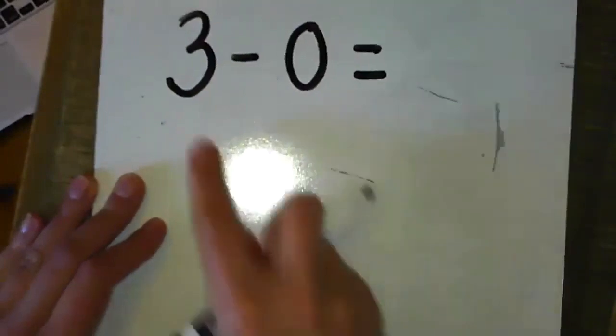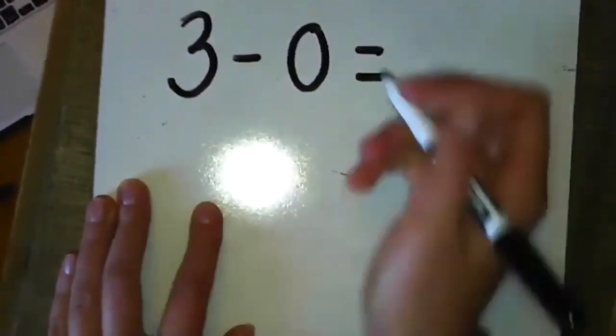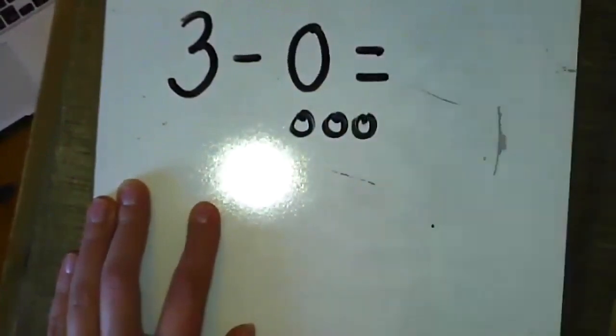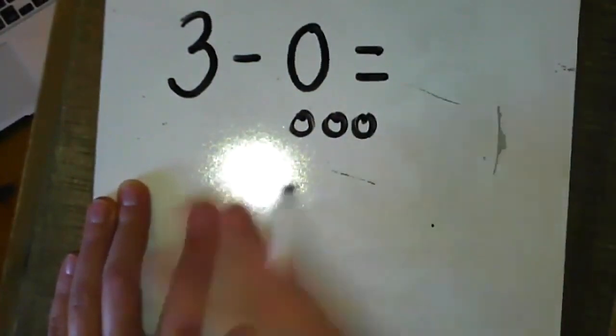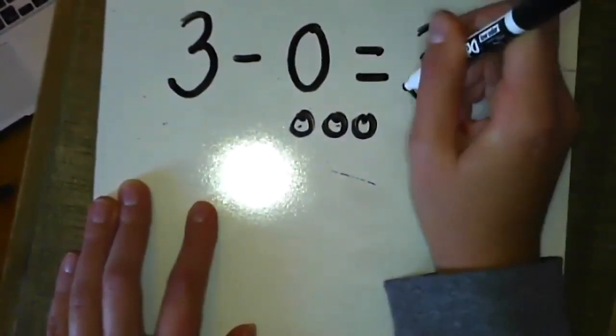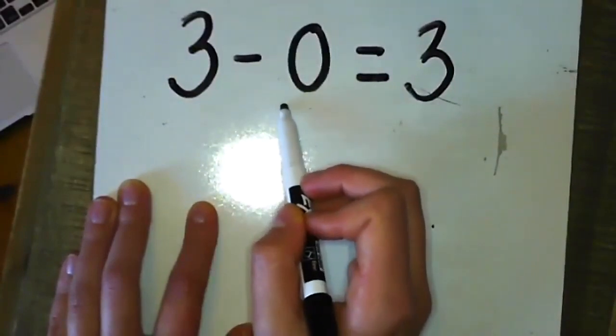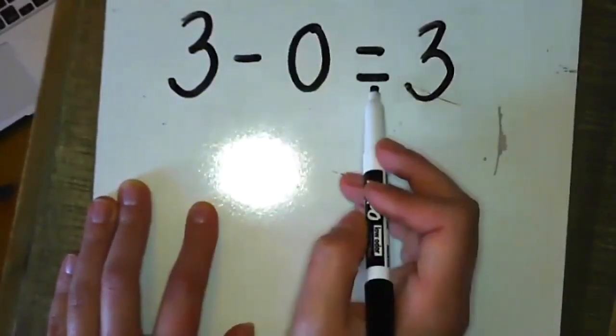Okay, 3 take away 0 is equal to what? Let's think. We have 3. We take away 0, and we still have 1, 2, 3 left. If you have 3 and you get rid of 0, you don't give any away. That's the same as just having 3.